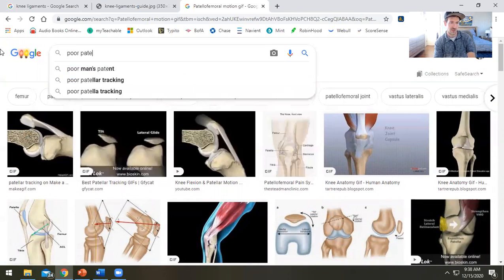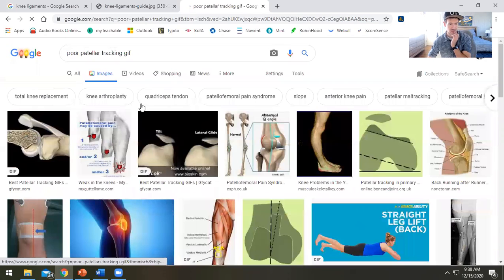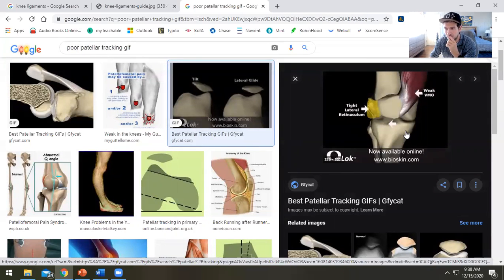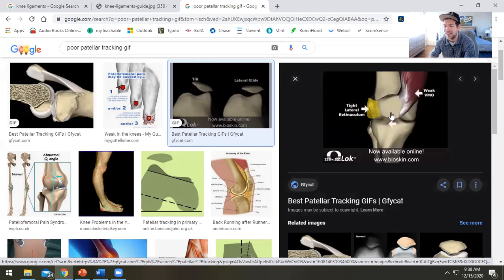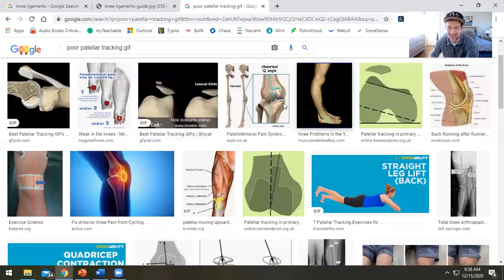Poor patellar tracking GIF. There we go. Oh, I think so. I think this is the same. I think it's just more of the same. Oh my God, it's literally, do you guys see how it flashes a last little thing at the end? That's the part of the GIF I want to get to.